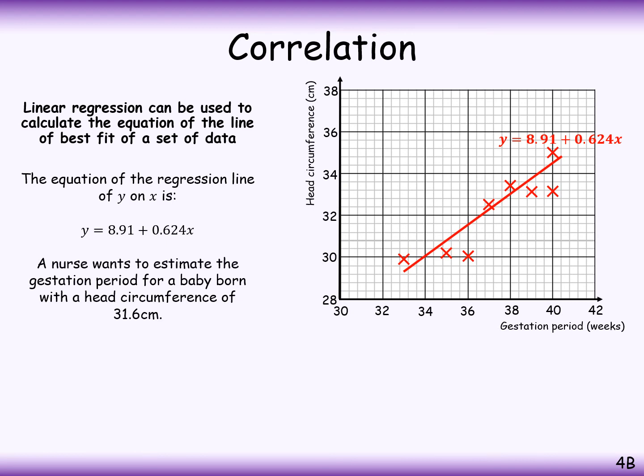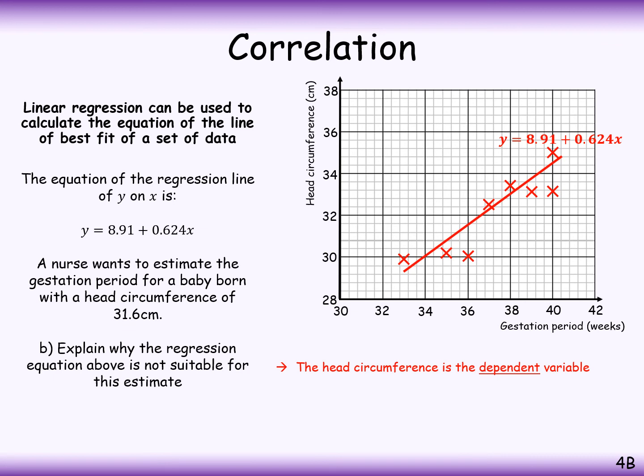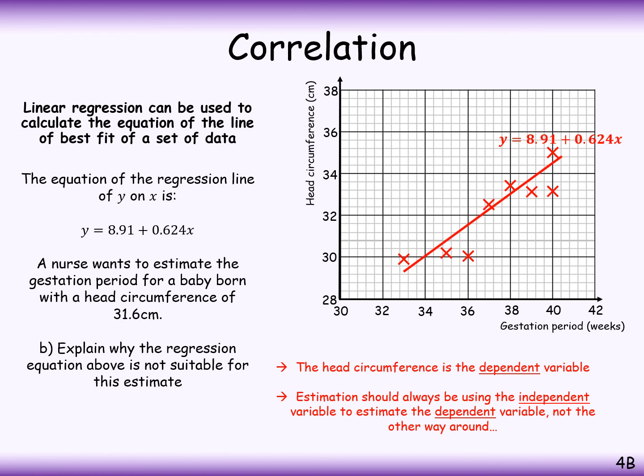So a nurse wants to estimate the gestation period for a baby born with a head circumference of 31.6. Explain why the regression equation is not suitable for this estimate. Okay, the circumference of the head is the dependent variable. So you can't use a dependent variable to work out the independent variable. Estimation should always use the independent variable to estimate the dependent variable, not the other way around.